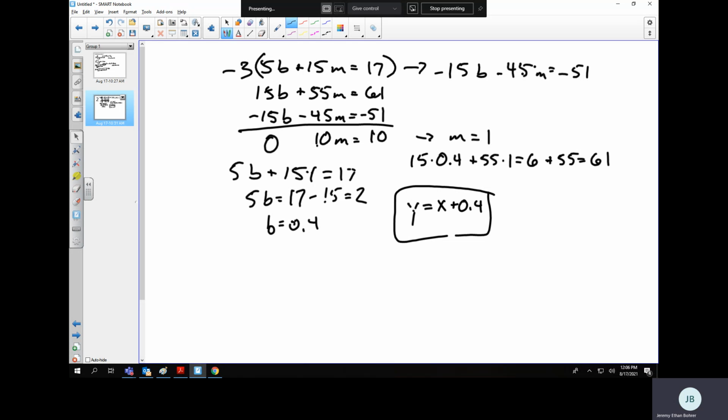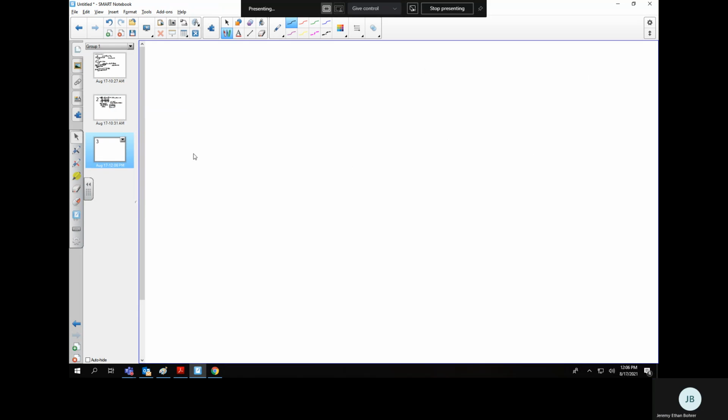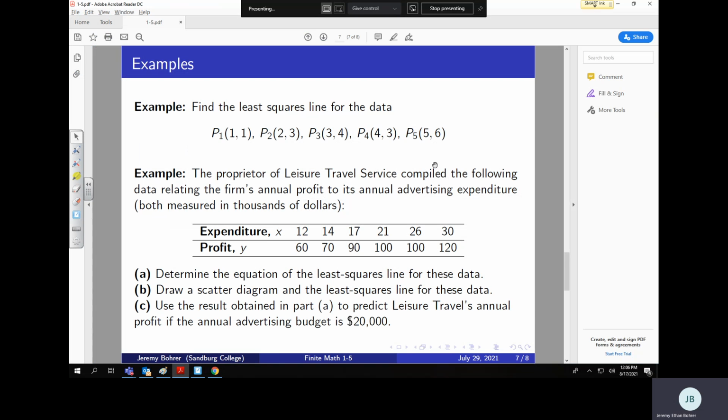Second one is a little more complicated. We're going to go back to the slides here. The proprietor of Leisure Travel Service compiled the following data relating the firm's annual profit to its annual advertising expenditure, both measured in thousands of dollars. So the expenditure is X and the profit is Y. We've got 1260, 1470, 1790, 2100, 2600, and 3120. So first we wanted to find the least squares line.